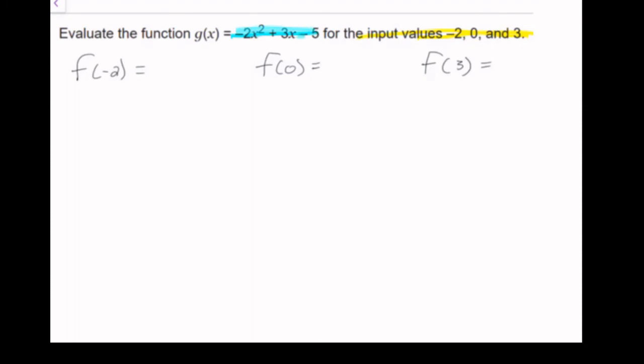These 3 numbers are going to replace the x value in the equation negative 2x squared plus 3x minus 5. How many different locations do you see the variable x? I see it in 2 different places: ax squared plus bx, or negative 2x squared plus 3x.